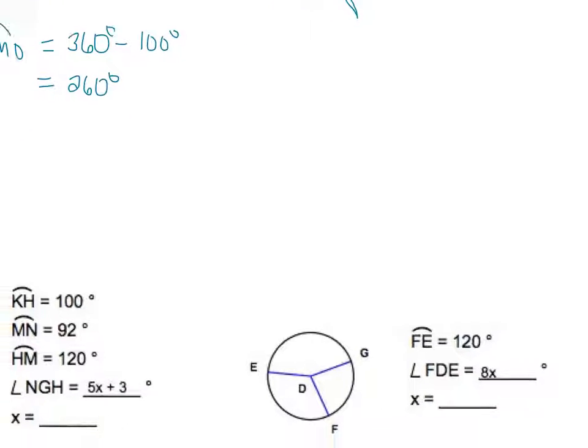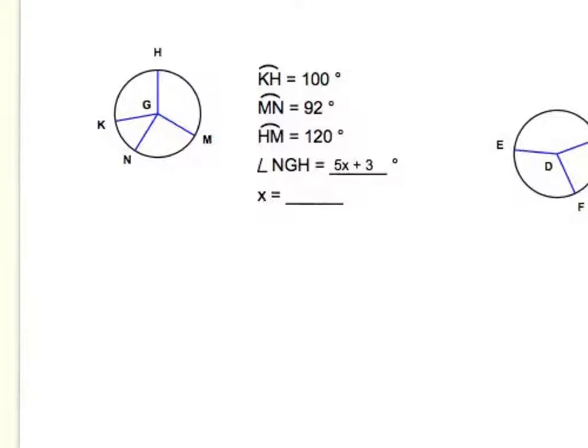Okay, let's look at a couple more down here. So here we have a bunch of information, so let's start writing it in. It says arc KH is 100, so KH is this arc, and that arc is 100 degrees. And arc MN is 92, so this arc down here is 92 degrees. Again, just given information. Arc HM is 120 degrees, so that's this one here.